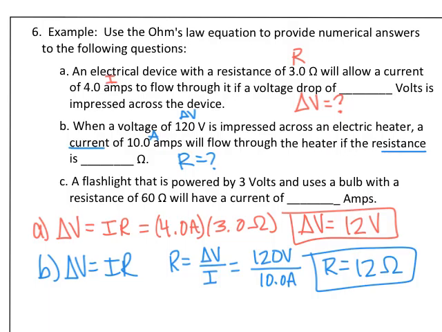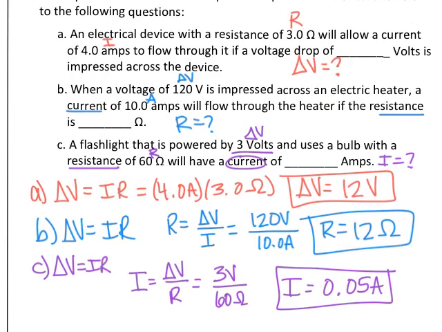And then finally, for part C, we have a flashlight that's powered by 3 volts. So volts is our voltage, or our electric potential difference, and a resistance of 60 ohms, and we're looking for the current. So pause the video and try this one and come back and check your answer. And you should have gotten 0.05 amps.